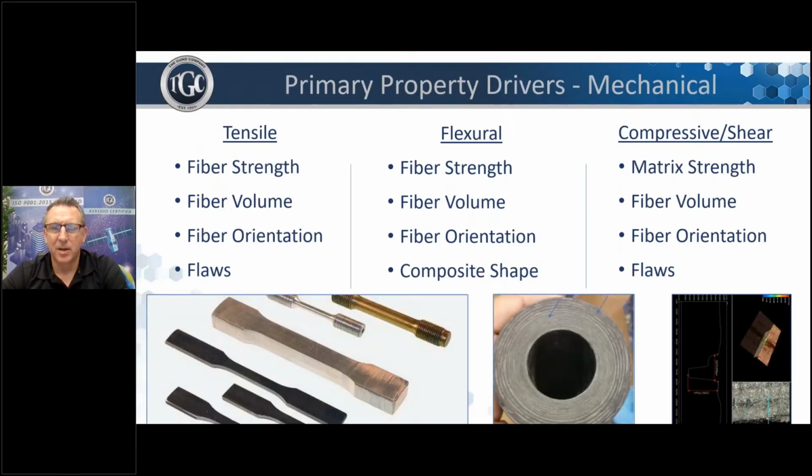So let's talk about mechanical properties. Mechanical properties are highly influenced by the fiber. Tensile is mostly driven by fiber, while compressive and shear are primarily affected by the matrix. Flex, since it's a combination of tensile and compressive, can be affected by both fiber and matrix. You can get more detail on these properties in the handouts that are available to all attendees today.